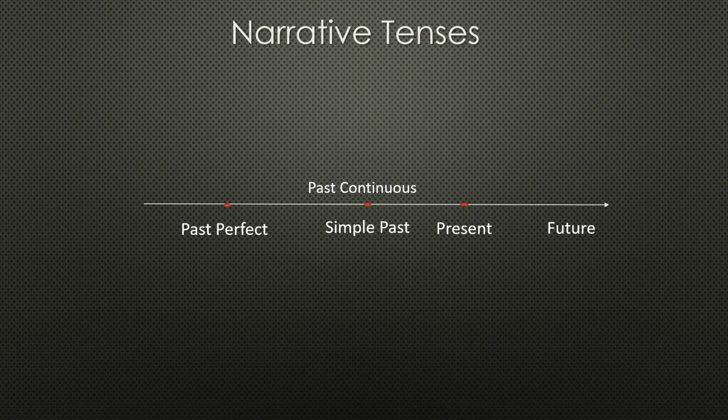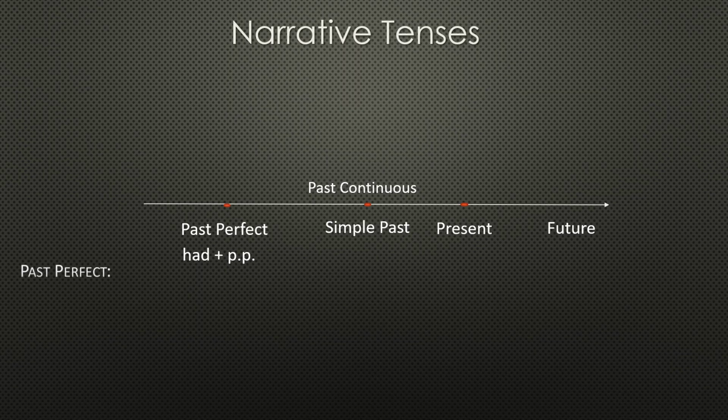Well, the answer is that by using past perfect, we want to show that two or more actions happened in the past, and we want to show which action happened further in the past, first. The structure is had plus past participle, the third form of the verb.